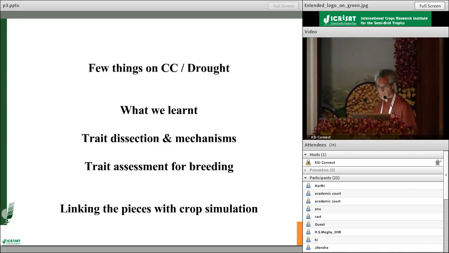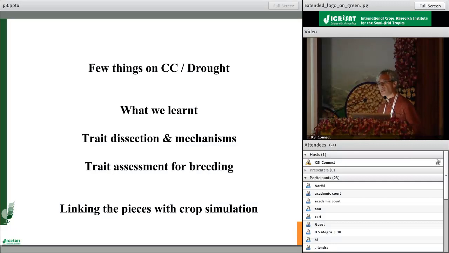Today we'll be talking about five parts. First, a few things about drought and climate change, basically basic principles and how to work with it. Second, what we have learned so far after some years of working on that constraint. We'll be talking later on about an upstream approach where we go back to the basic biology of drought adaptation, so trait dissection and mechanisms.